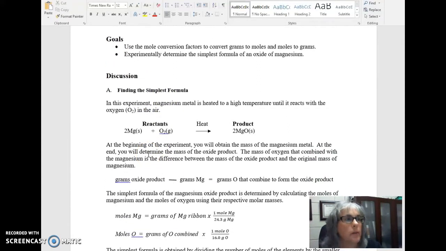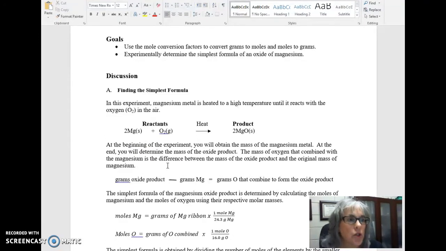In this experiment, magnesium metal is heated to a high temperature until it reacts with the oxygen in the air. You've already done this reaction once. You did it last week, but this time we're going to look at it in a little more detail. So at the beginning of the experiment, you'll obtain the mass of the magnesium metal. At the end, you'll determine the mass of the oxide product.